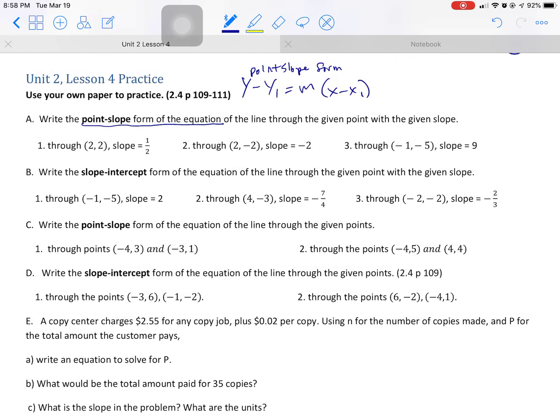Here. Slope-intercept form of a line is y equals mx plus b. And what's the other thing we need? Slope formula. m equals y2 minus y1 over x2 minus x1. So those are 3 things I need to memorize. Okay.